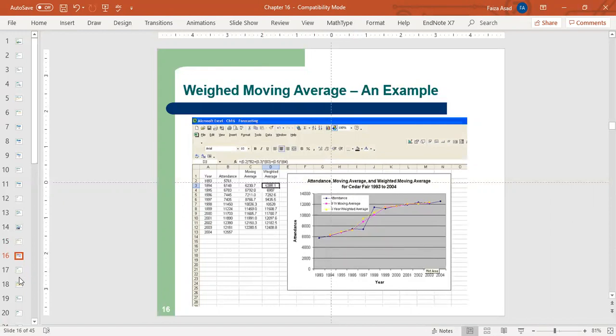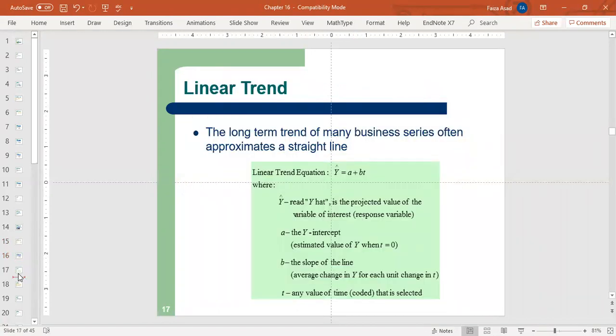So moving on to the next slide. There is linear trend. We will study linear trend in the next class, inshallah.